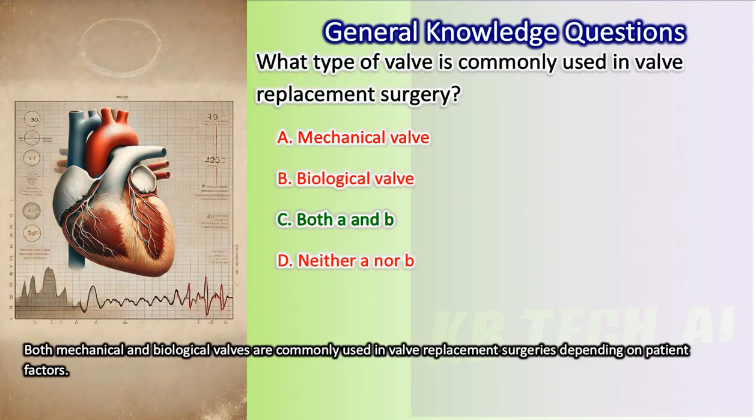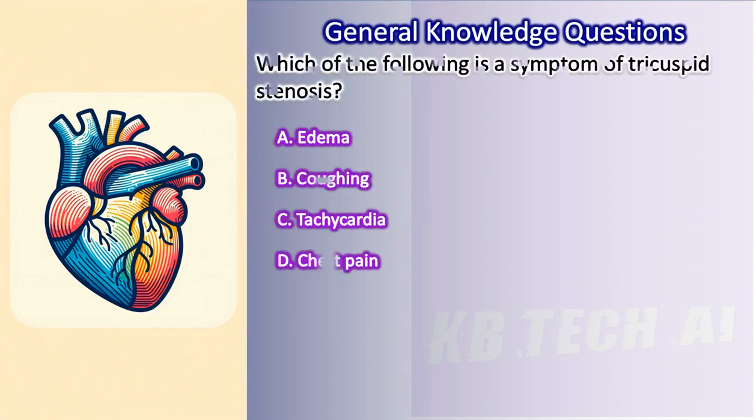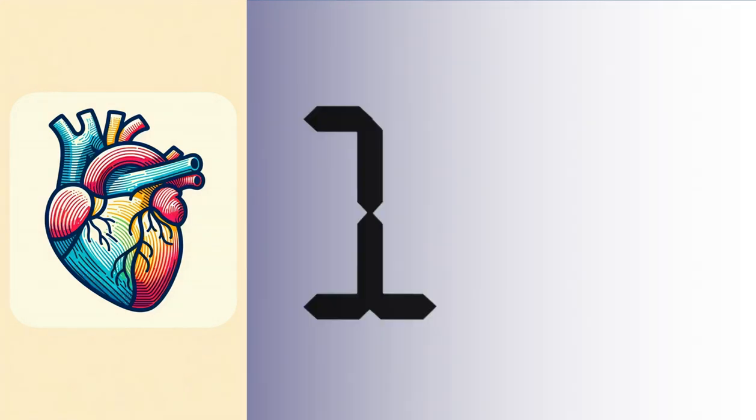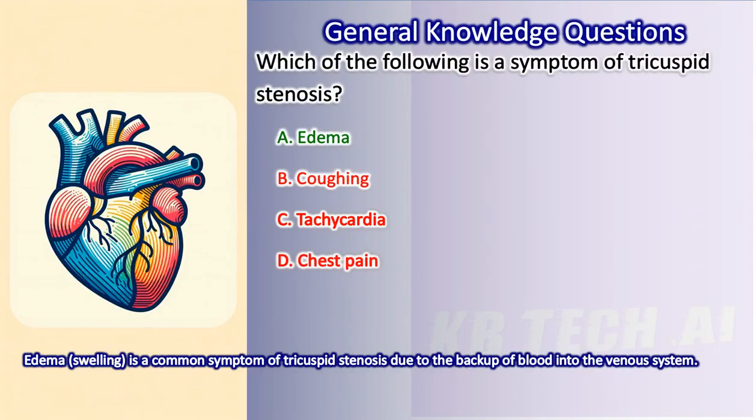Both A and B. Which of the following is a symptom of tricuspid stenosis? Option 1, edema. Option 2, coughing. Option 3, tachycardia. Option 4, chest pain. The answer is option 1.